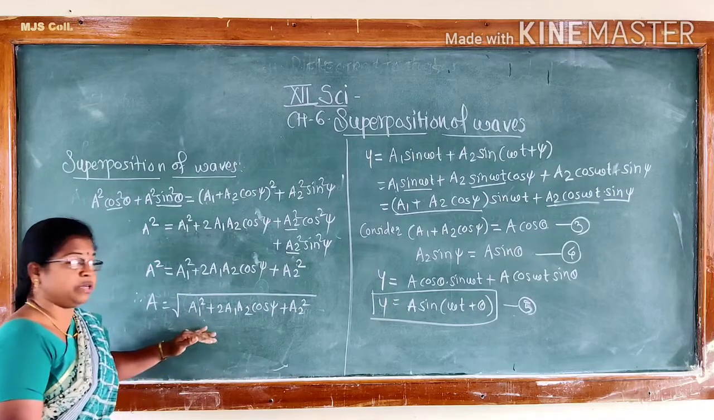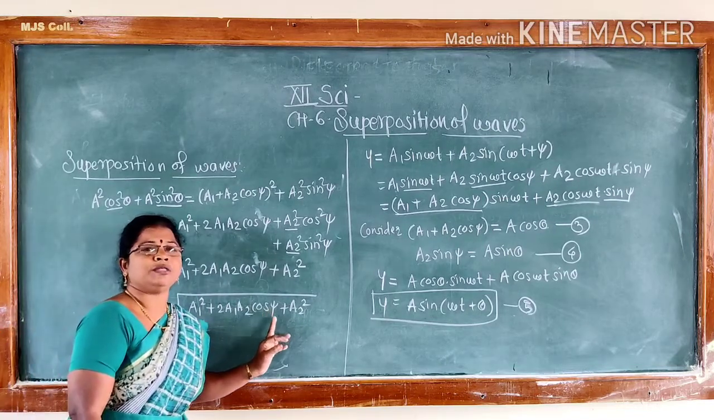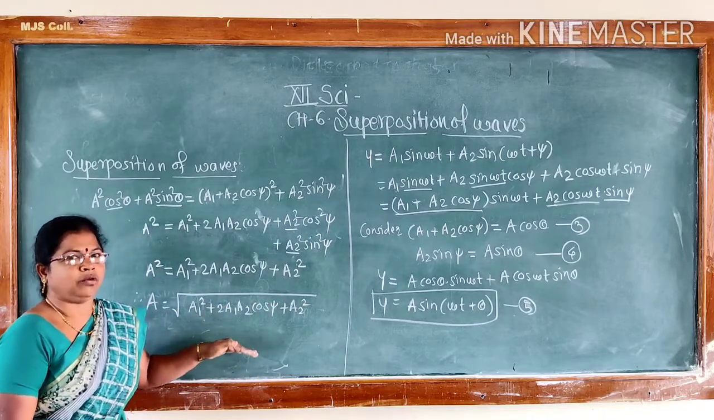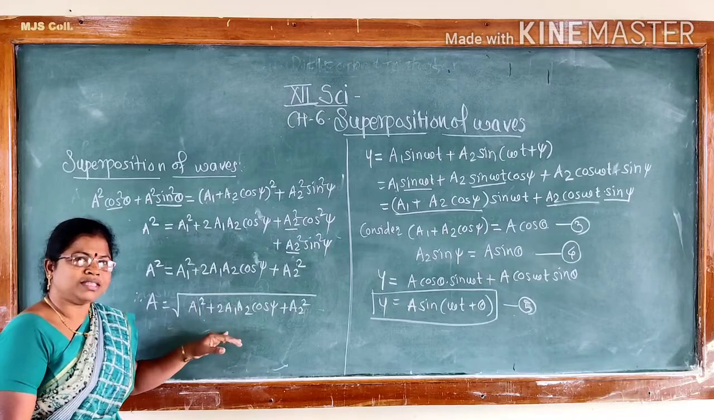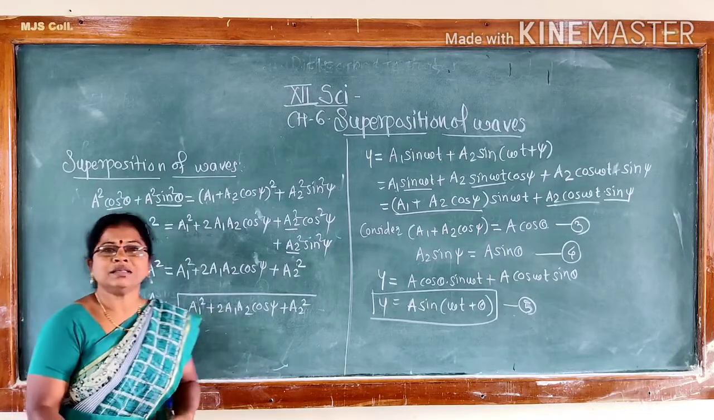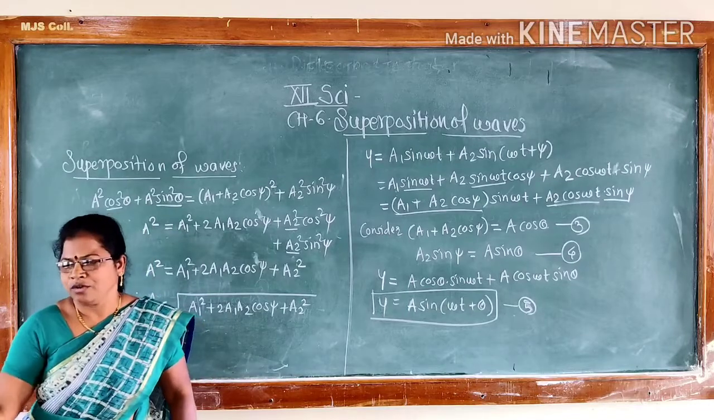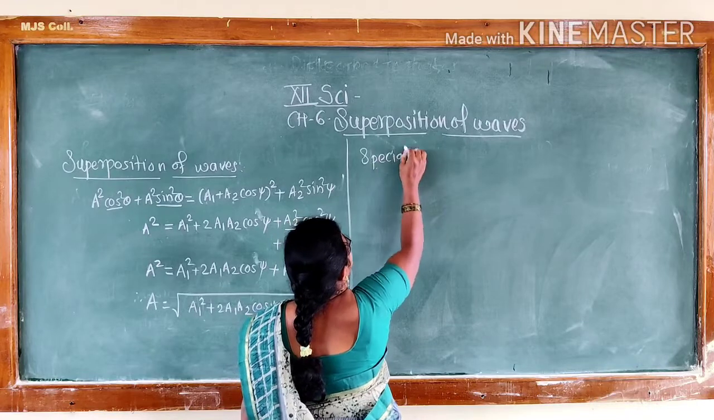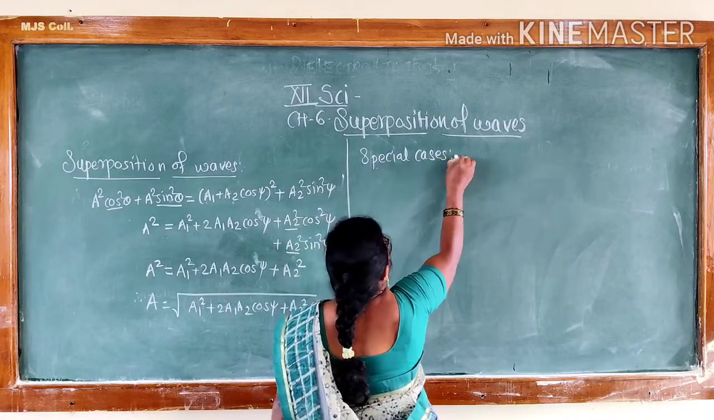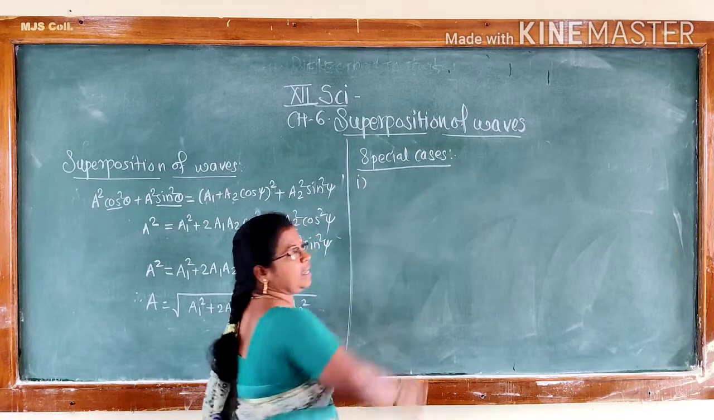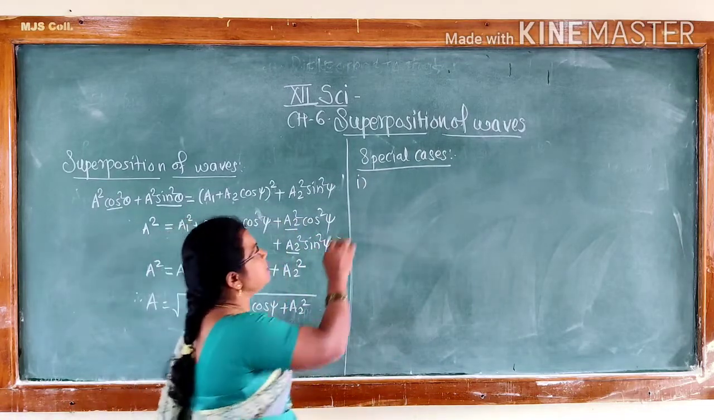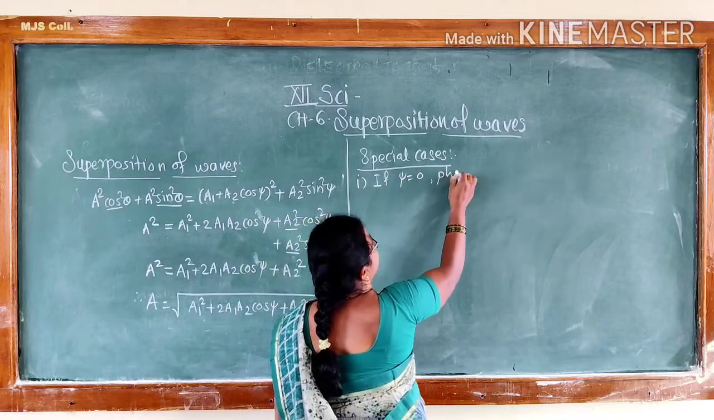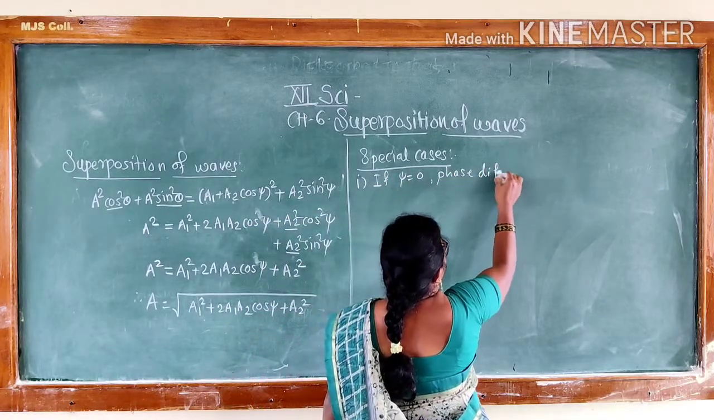Now there are special cases. That means, what's the value of psi? Depending on that, there is the maximum amplitude or minimum amplitude. When two waves are in phase, then there is the maximum amplitude. That means when psi is equal to 0. So, special cases. The first one is if psi is equal to 0, that means the phase difference is equal to 0.